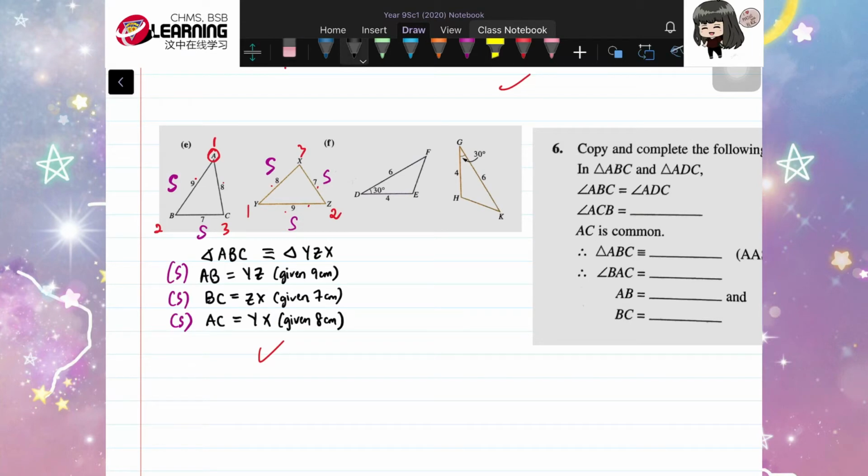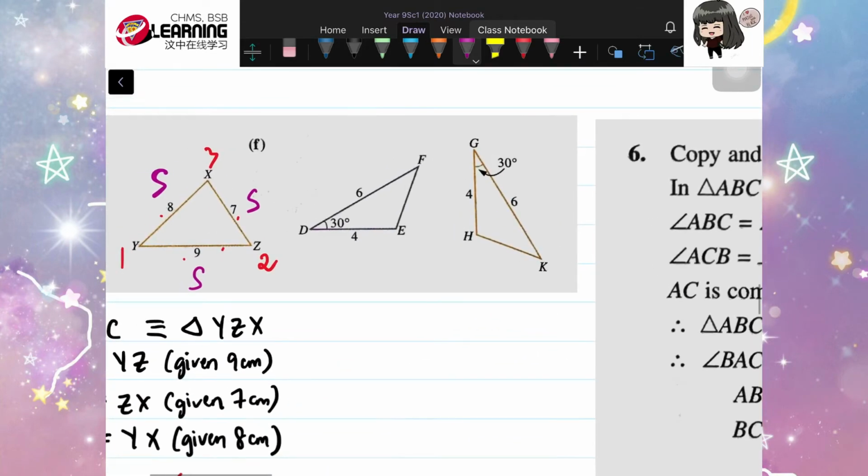Okay, F. Let's see if they are congruent. We are given side 6 and then angle 30 and then side 4. Let's see the other one. You have side 6, same. You have angle 30, same, and you have another side 4, same. So this is side angle side.